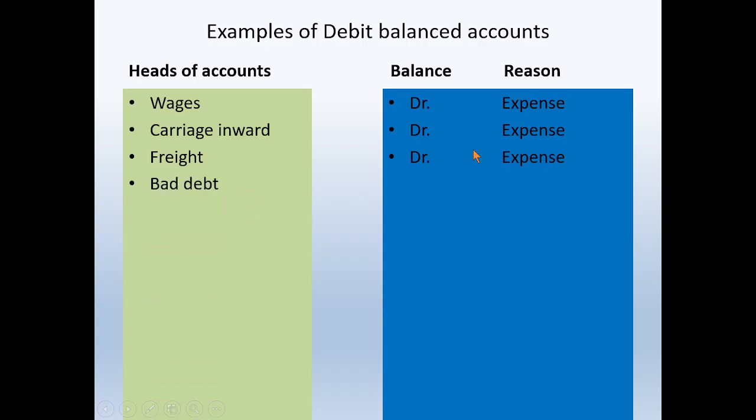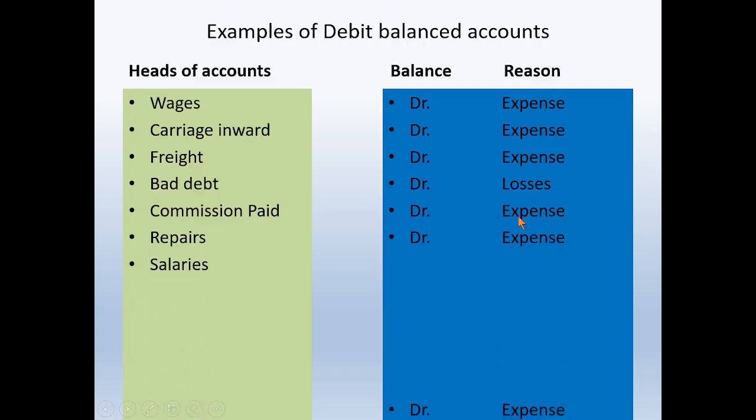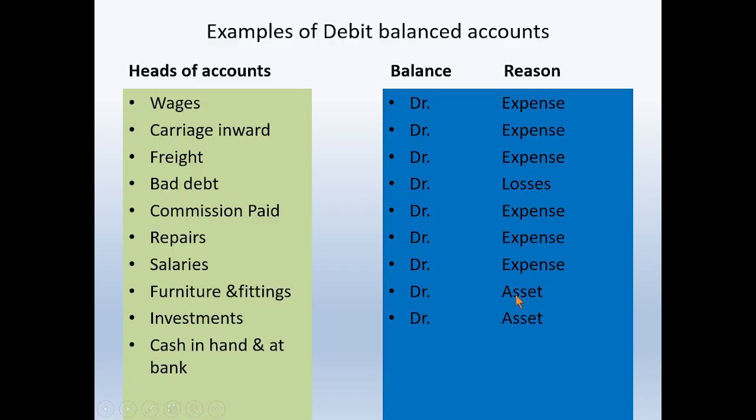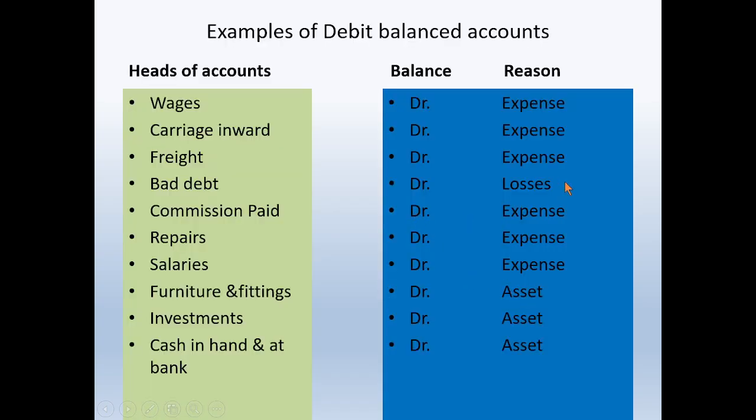Bad debt. Bad debt means the debtors have not paid money to the business, so it is called bad debt. So debit balance, losses. Commission paid, it's also debit. Why? Because expense. Repairs, debit, expense. Salaries, debit, expense. Furniture and fittings, debit. Why? Because it's an asset. Investments, debit, asset. Cash in hand and at bank, debit, asset. There are so many other examples.